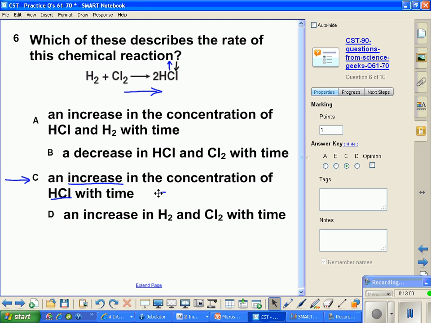So, which of these describes the rate of the chemical reaction? It's going to be the formation of the HCl, and the HCl will increase. Actually, Le Chat doesn't have a whole lot to do with this, but the forward reaction is what we're trying to monitor. And when we have the reaction going forward, it will form more HCl.